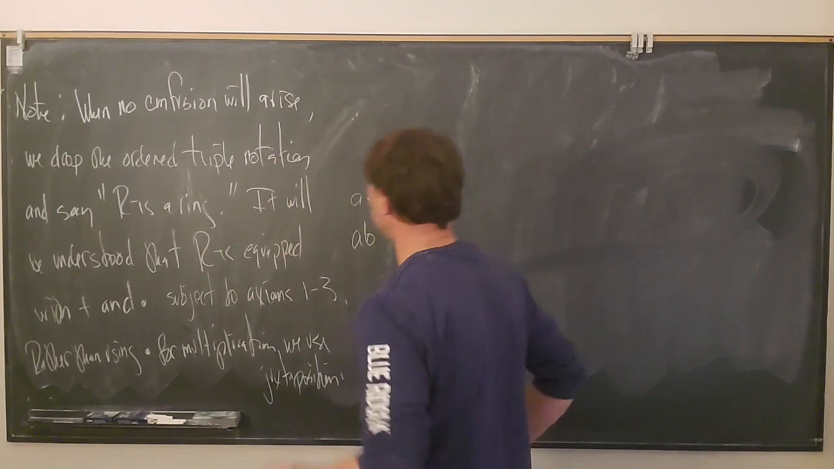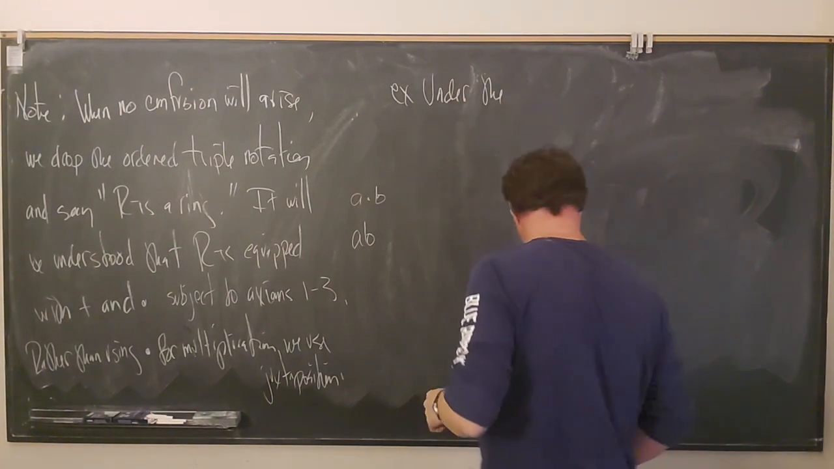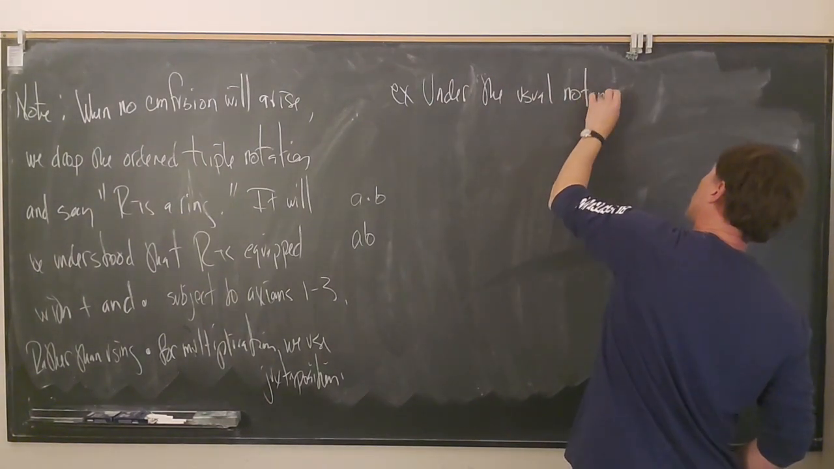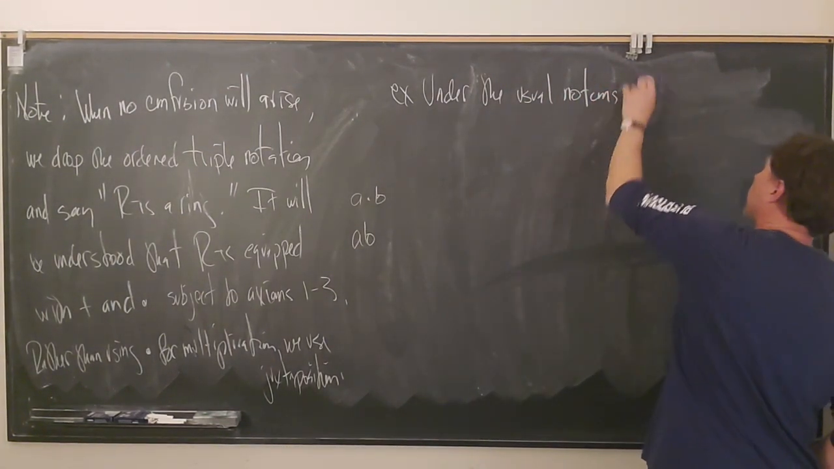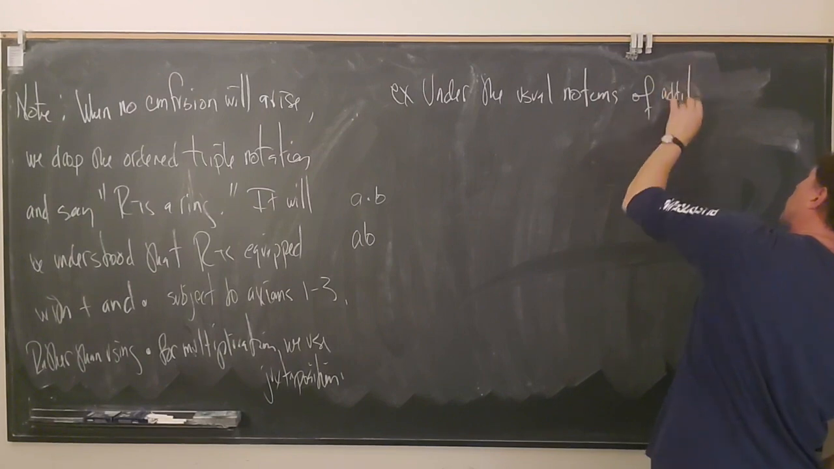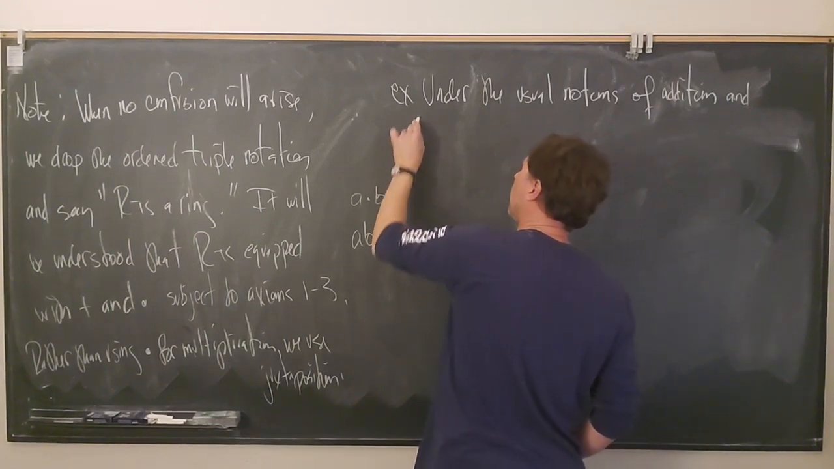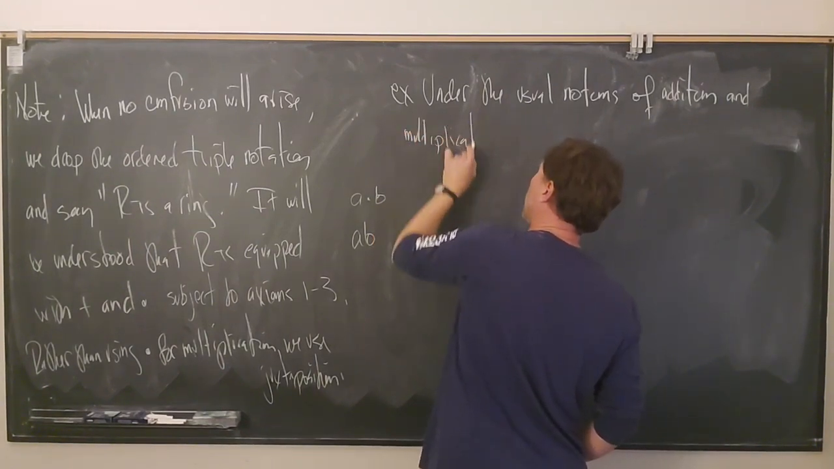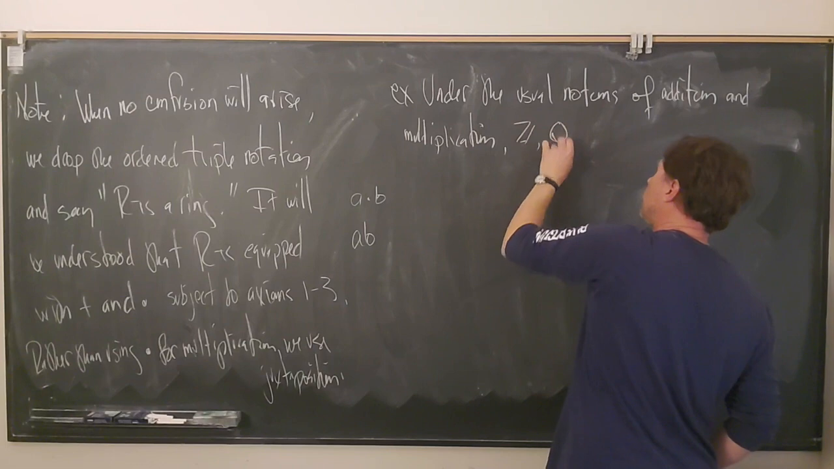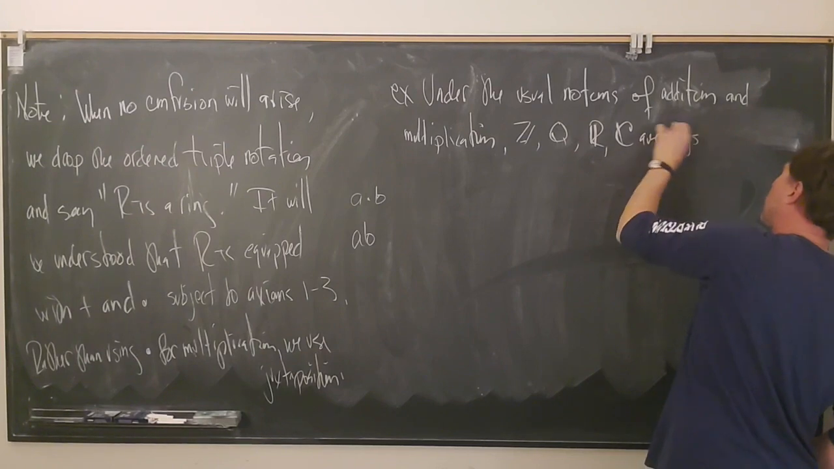Okay, so let's get some examples now. First, under the usual notions of addition and multiplication, Z, Q, R, and C are rings.